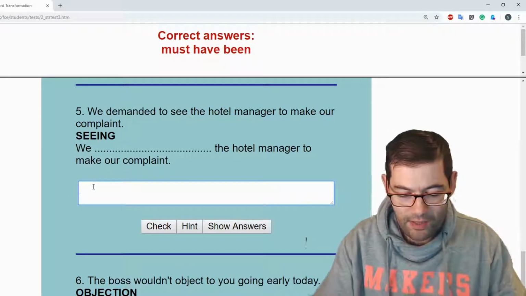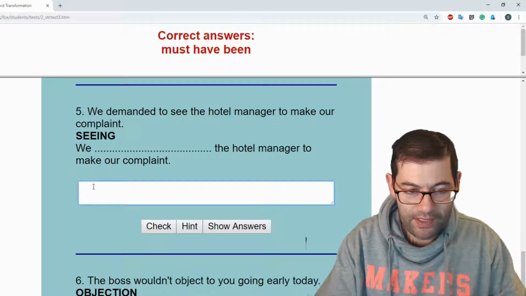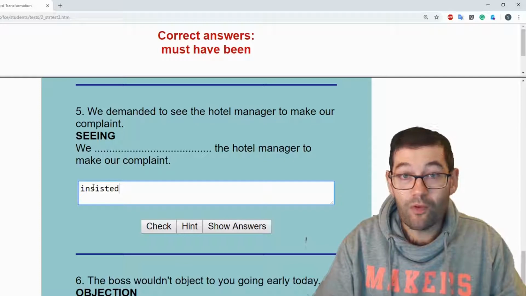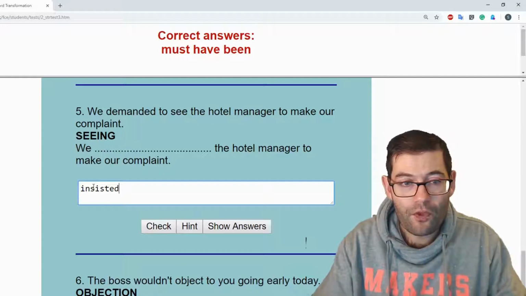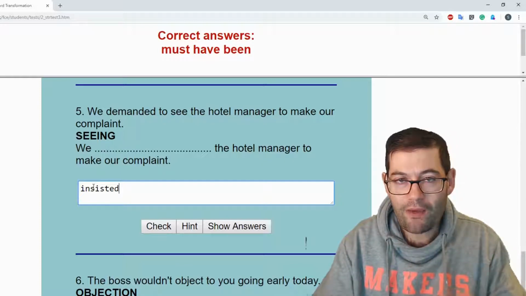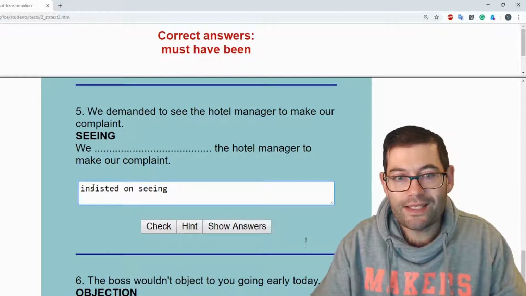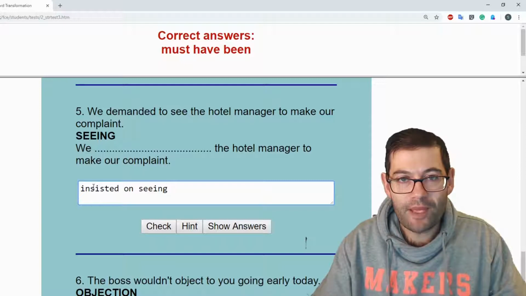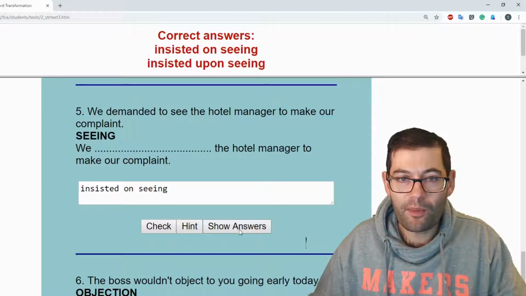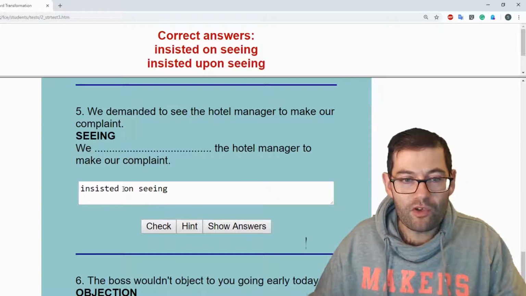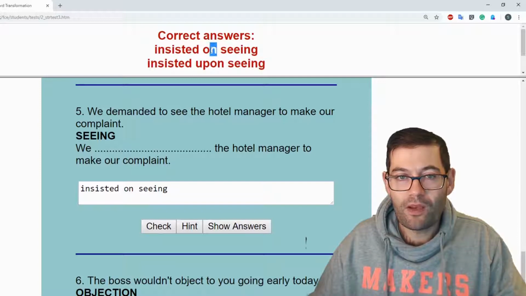So in this case, we're looking for the verb insist. We insisted, of course, past simple. And if we know our language patterns well, then we know that it will be we insisted on seeing the hotel manager to make our complaint. Let's see if I'm correct. There we go. So we've got a choice of preposition. We can either say insisted on seeing, or we can say insisted upon seeing.